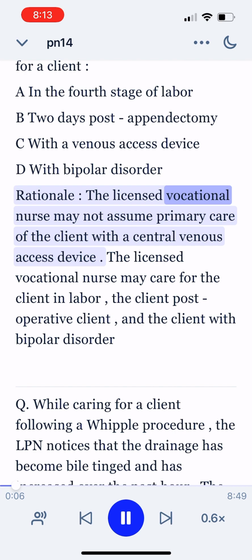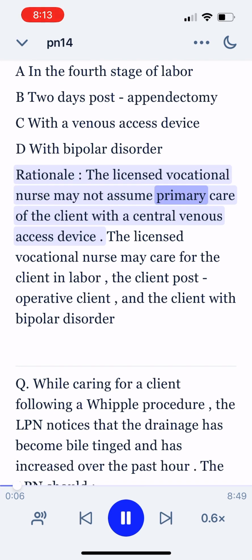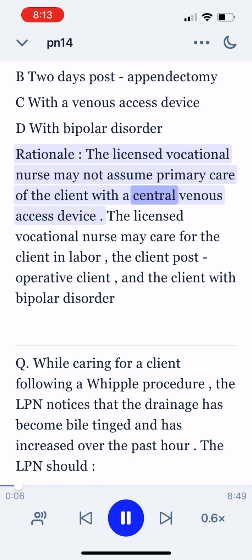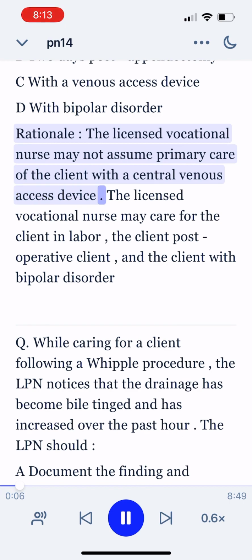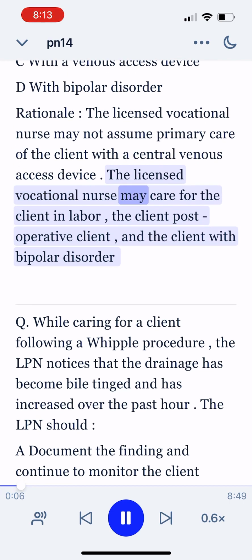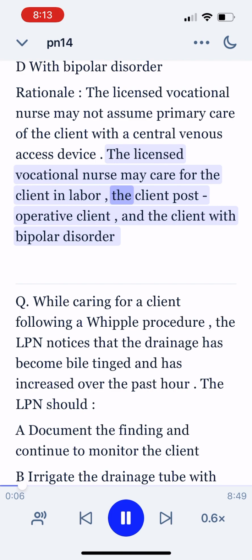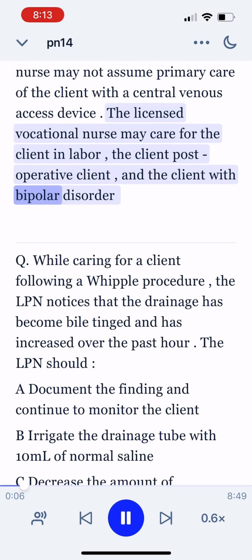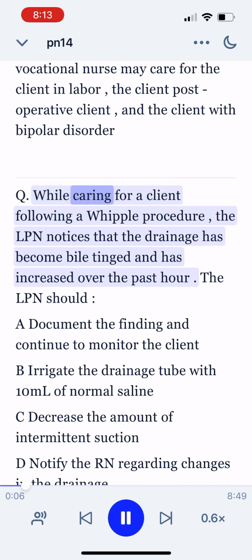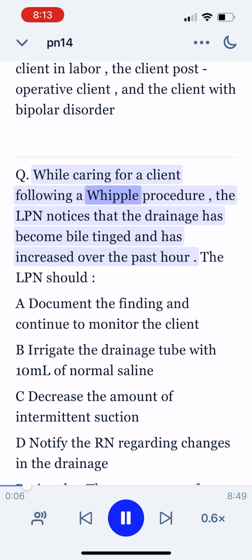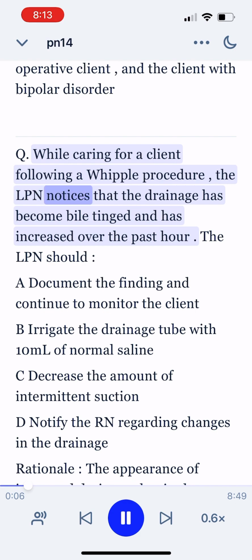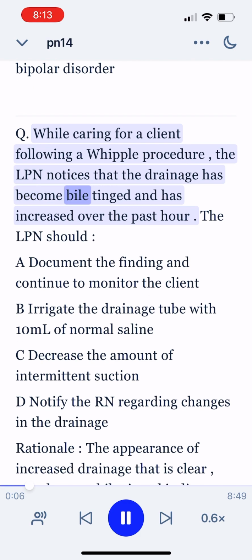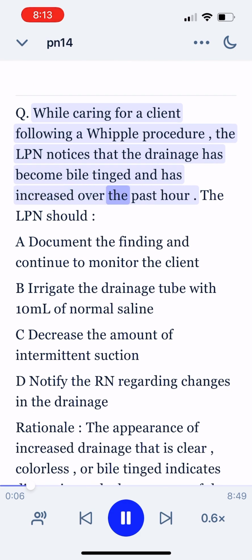The licensed vocational nurse may not assume primary care of the client with a central venous access device. The licensed vocational nurse may care for the client in labor, the post-operative client, and the client with bipolar disorder. Q. While caring for a client following a Whipple procedure, the LPN notices that the drainage has become bile-tinged and has increased over the past hour.